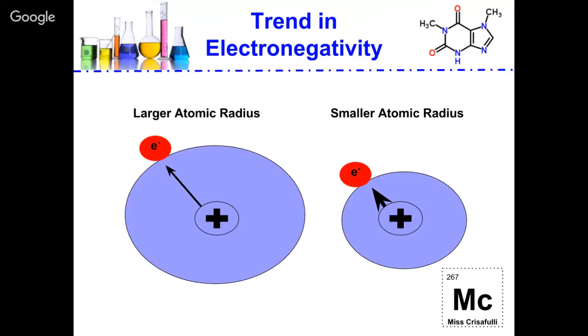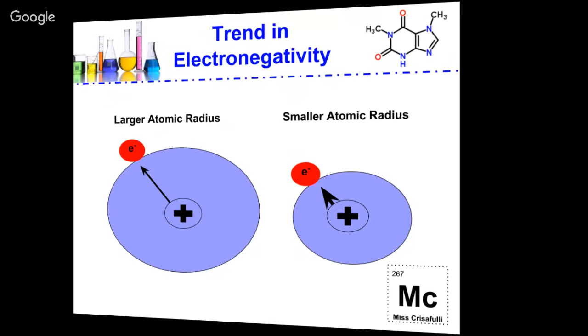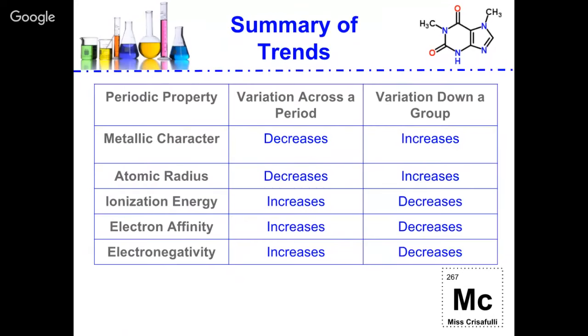Again, this is nothing that I have not said before in this video. It's constant repetition, but you need to be able to distinguish between these. Okay? So let's look at a summary of all the trends we've talked about. Metallic character we talked about in a previous video. As you go across a period, it's going to decrease. That should make sense because metals are on the left side of the periodic table, nonmetals are on the right side. So as you go from left to right, your metallic character, how metal-like your elements are, decreases because you go from metals to nonmetals. As you go down a group, it increases.